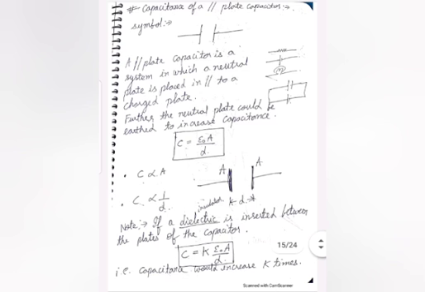Similarly, if a dielectric constant 10 is placed between the plates, then your capacitance would become 10 times, because obviously C is equal to K epsilon naught A by D. That is, the capacitance of a parallel plate capacitor becomes K times if a dielectric is placed between the plates of the capacitor. Okay.